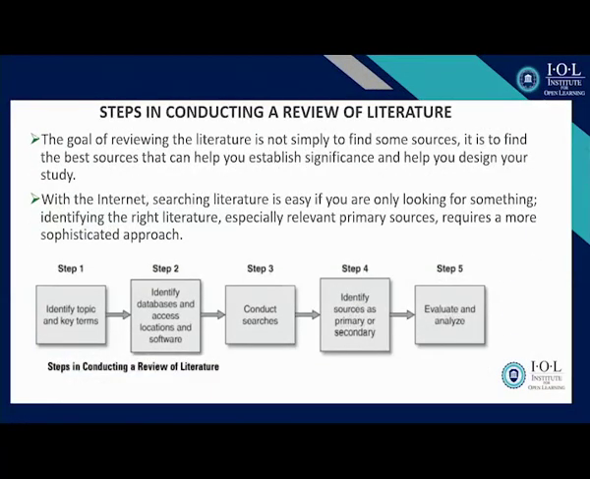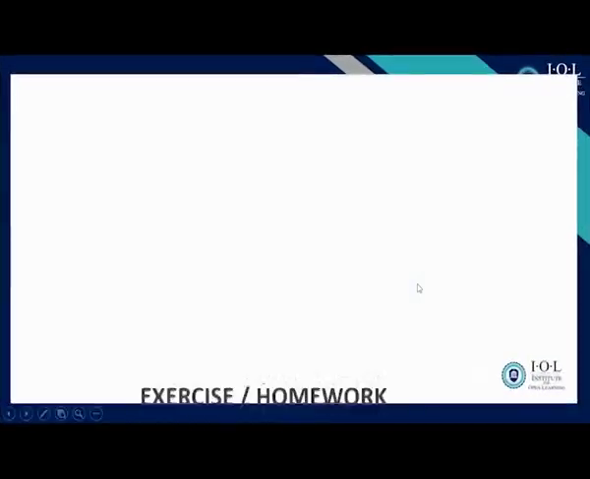So you must also read this one, steps in conducting literature review. So step 1, identify topic and key terms of your research. Then identify database and access location. Where are you going to get the information? Step 3, conduct searches. Where you are going to get, based on the database or location that you get, you go there. Maybe you are going to get your information at a school, go there and visit the school. Or at an internet database, go there and search the database. Then identify source as primary or secondary. So those information sources you go to, are they secondary or primary? Okay, you have to identify. Then step, evaluate and analyze. Okay, those are the steps of conducting literature review.